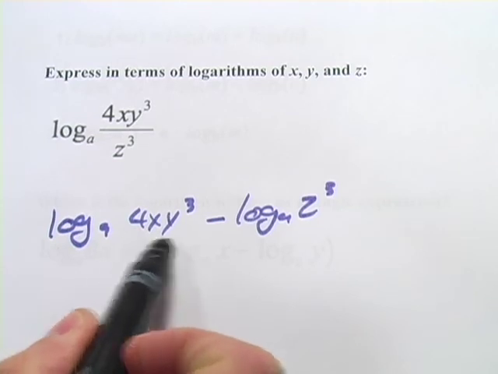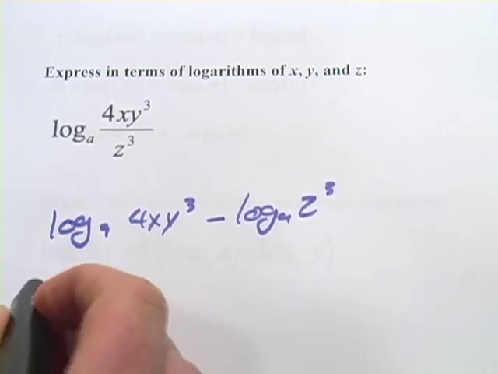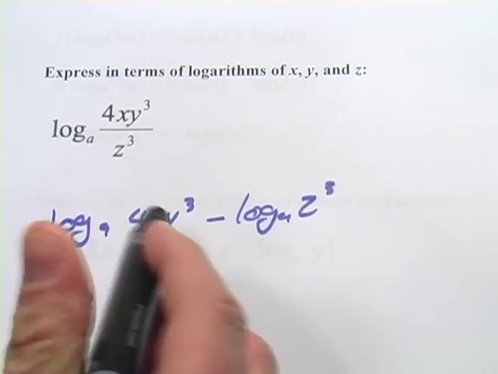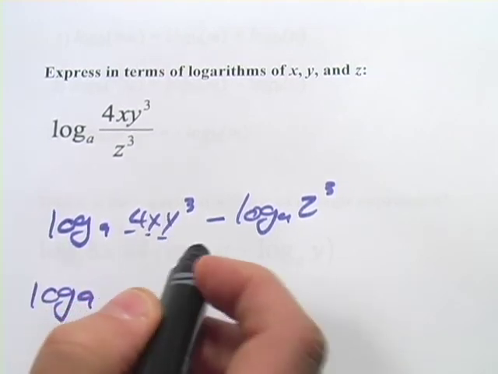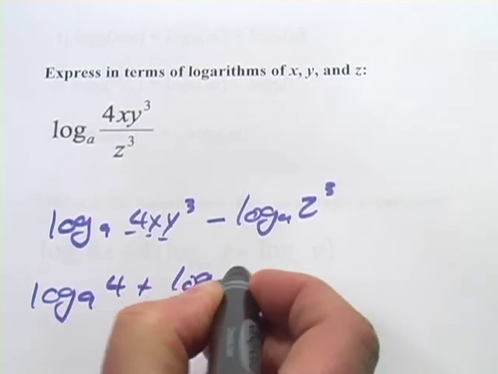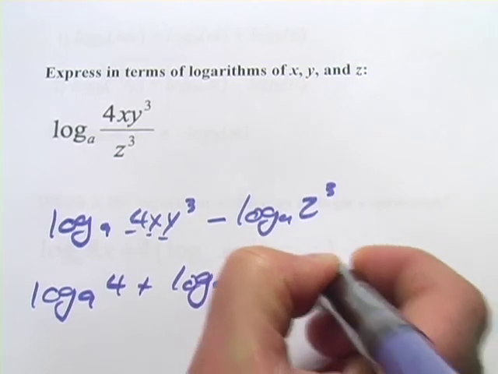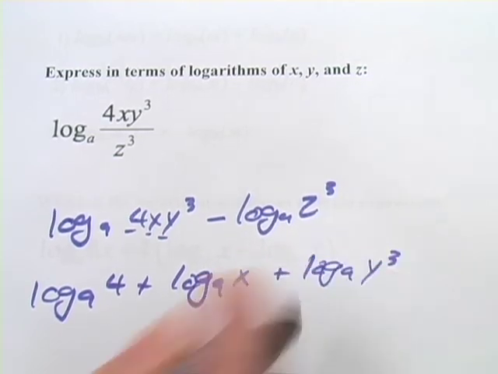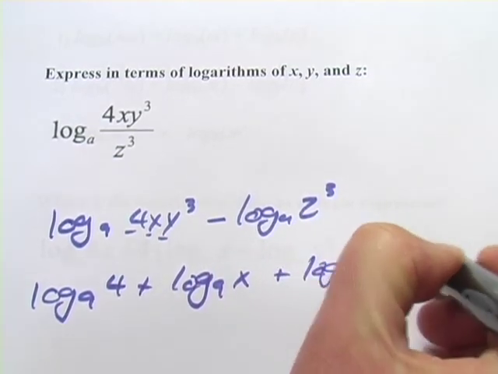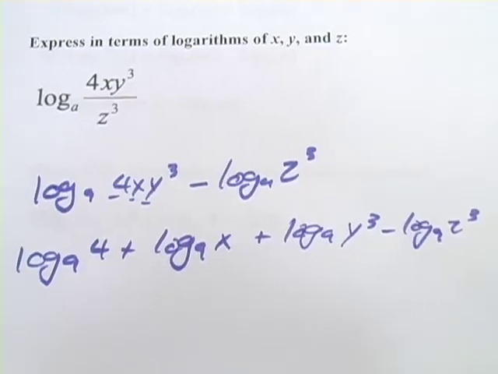Now in here we've got some multiplication, so we could separate that out and make it addition. So I could take each piece, 4, x and y to the 3rd, so log base a of 4 plus log base a of x plus log base a of y to the 3rd, and then we've still got our minus log base a of z to the 3rd. It's getting pretty long here.